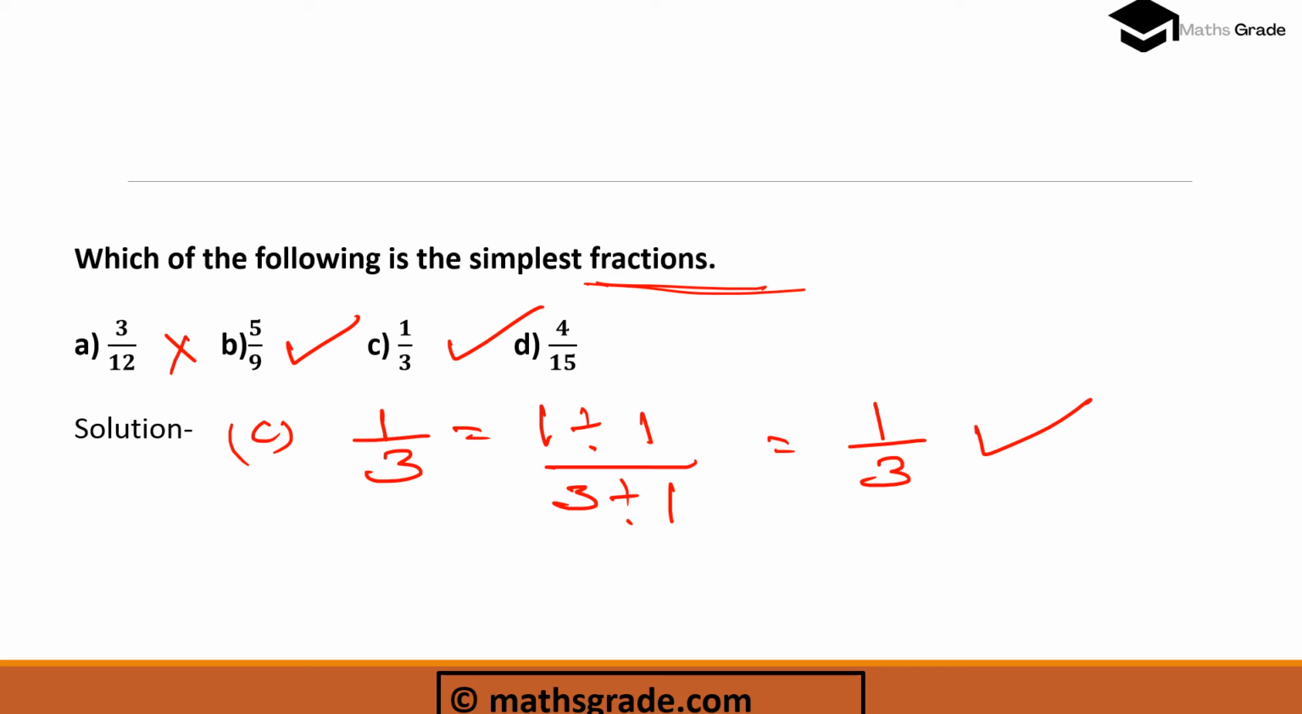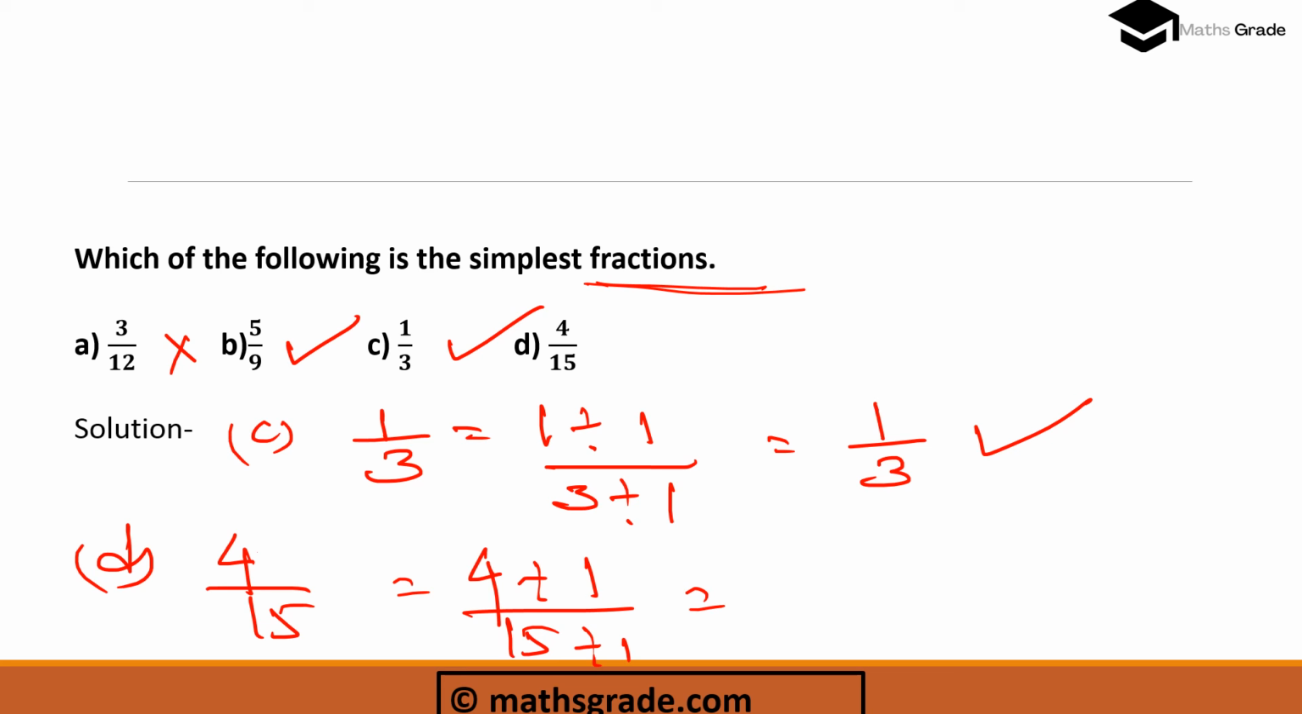Now option D, 4 divided by 15. So for 4 divided by 15, there is no common factor, only 1 is the common factor between 4 and 15. So the highest common factor between 4 and 15 is 1. So we have to divide the numerator and denominator, 4 and 15, by 1. So this is 4 divided by 15, and 4 divided by 15 is in the simplest form.